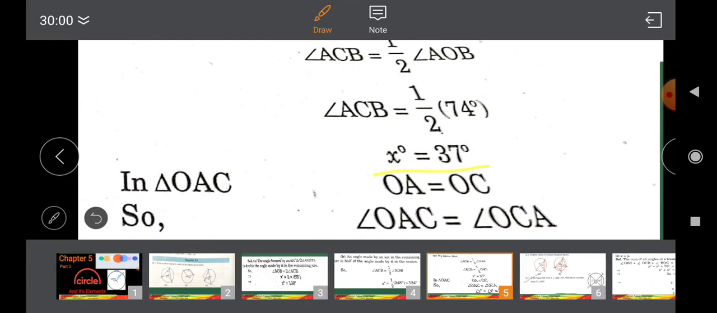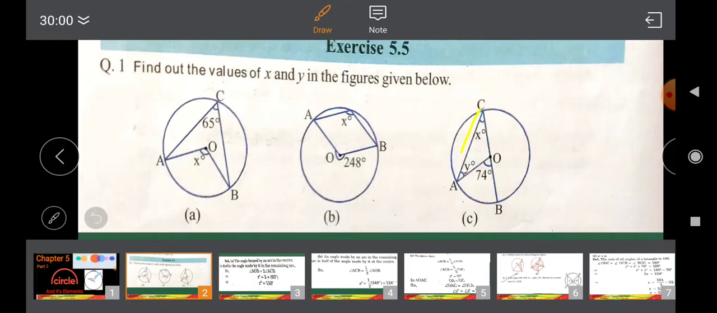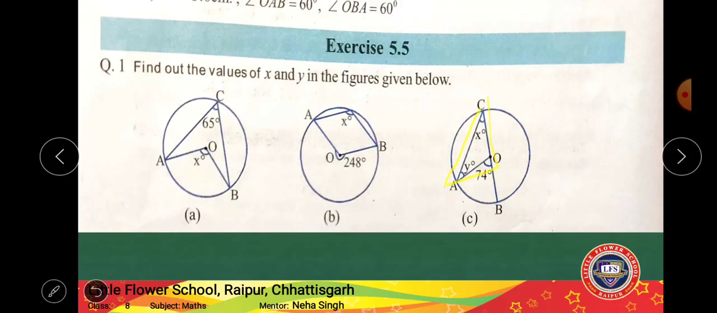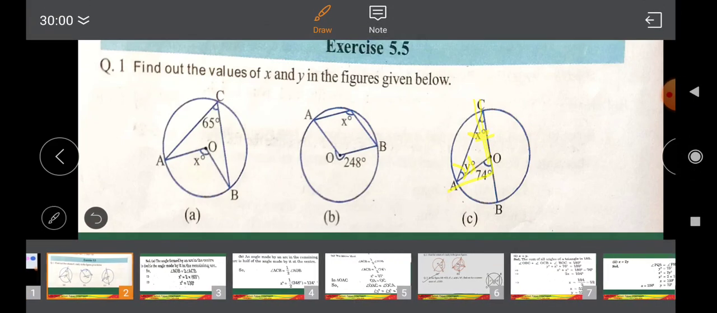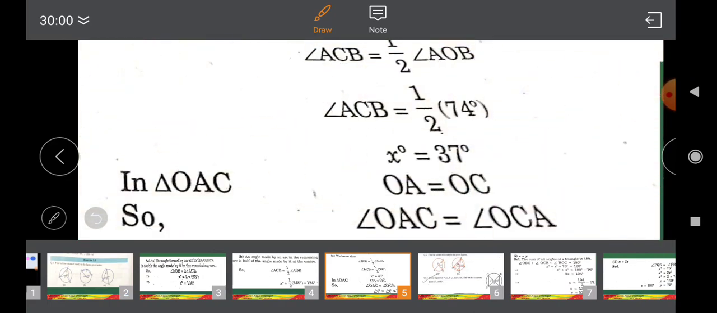Okay, now dealing with this triangle, OC will be equal to OA. Why will this be equal to this? Because both are radii of the same circle, so they are equal. Since these two sides OC and OA are equal, what can we say? Angle x will be equal to angle y. Why? Because the angles subtended by the same equal sides are equal.